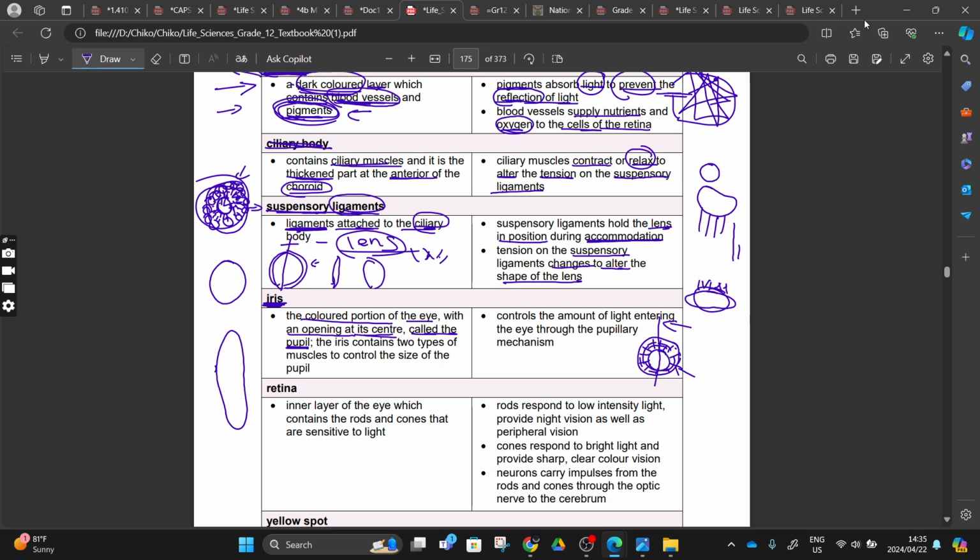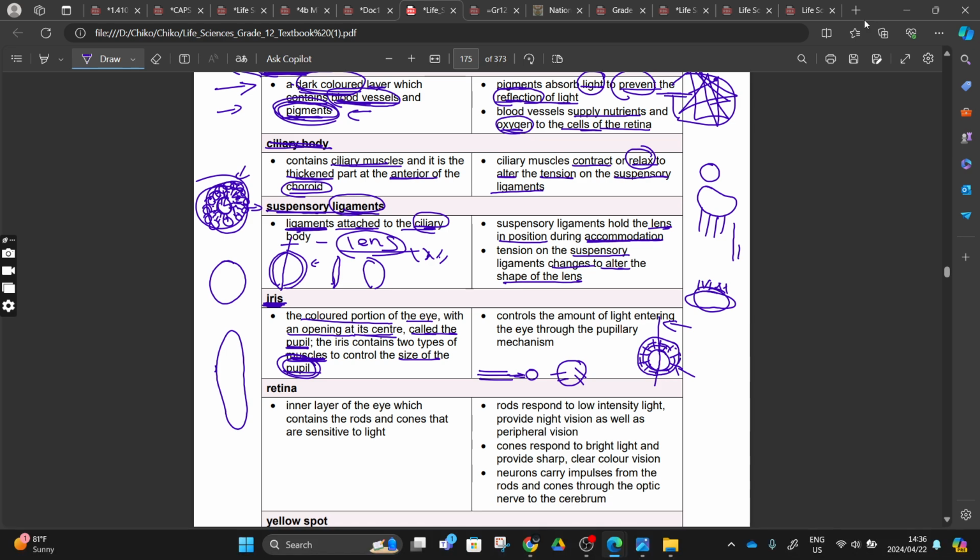But the iris contains two types of muscles to control the size of the pupil. We talked about them, radial muscles and circular muscles, right? Those muscles are controlling the opening of the pupil. Why are we opening and closing the pupil? So that we can limit the light that is passing in. If we have a small pupil, we limit the light passing in. For example, during the day our pupil is going to be small, so that it will prevent more light getting inside our eyes. During the night, our pupil is going to increase so that more light will come inside our eye. That is what is happening with the iris.